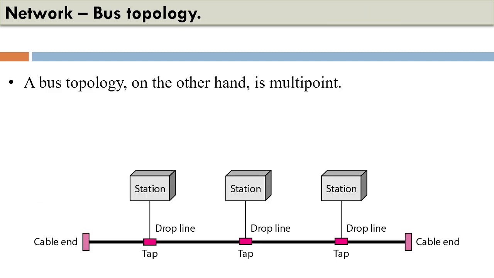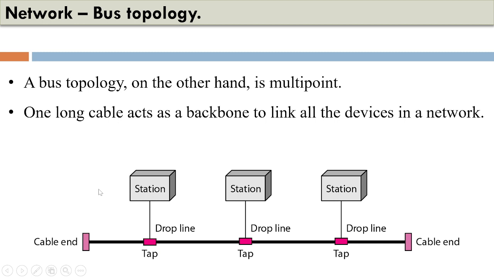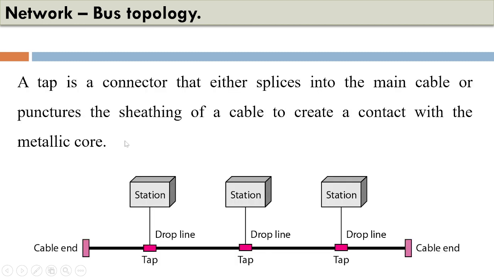Now let's go and understand what is a bus topology. In this there is a backbone which is a single link, and there are multiple taps where the nodes are getting connected. These are called drop lines, and this is the tap we can see, and there are 2 cable ends. So this is called the multi-point type, or the bus topology, and the wire here acts as the backbone for all the devices connected to the network.